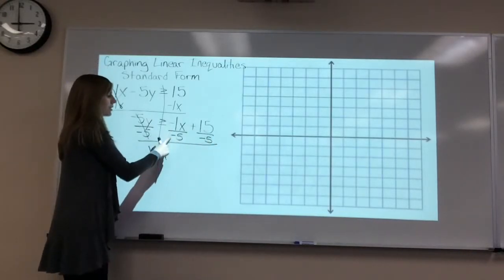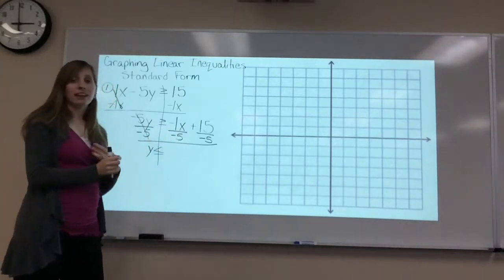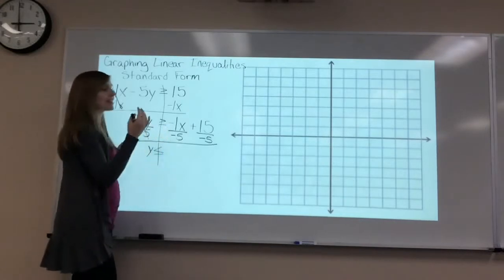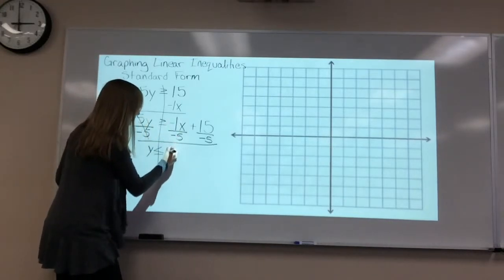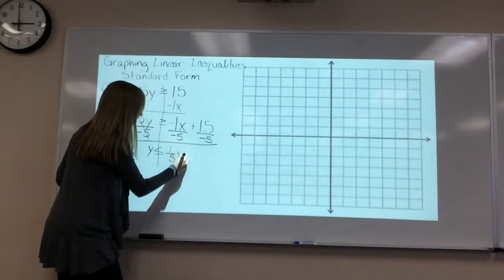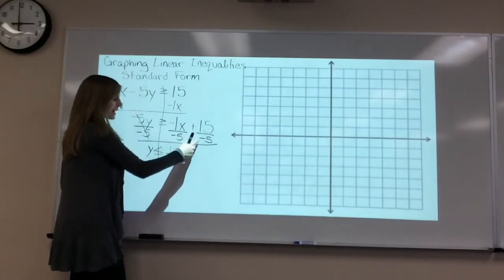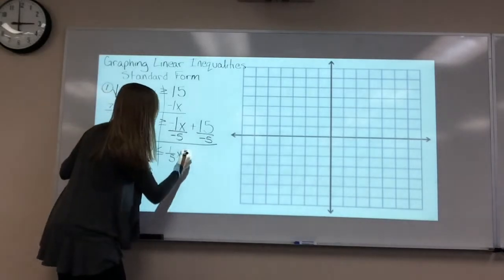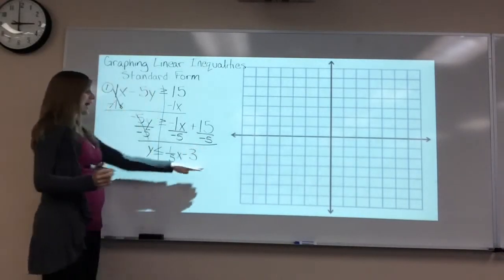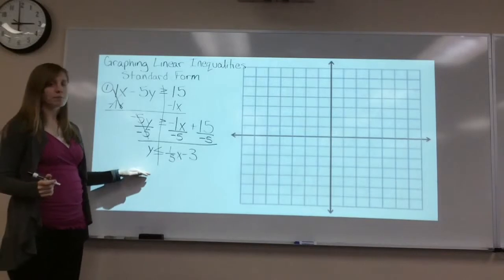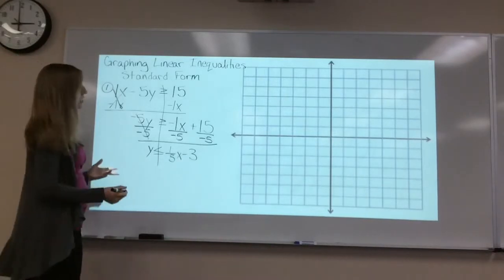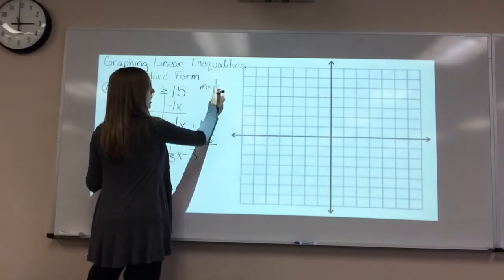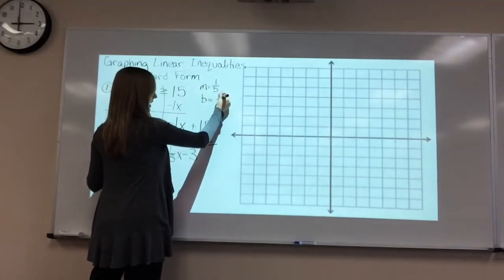So negative 1 over negative 5. I can't simplify the numbers, but I can simplify the signs. Negative over negative is a positive, so I get positive 1/5 x. And positive 15 divided by negative 5 is negative 3. So minus 3. Now that it's in slope-intercept form, I can graph it, okay? So my slope for this problem is positive 1/5. My y-intercept is negative 3.